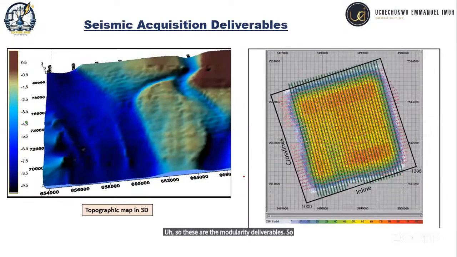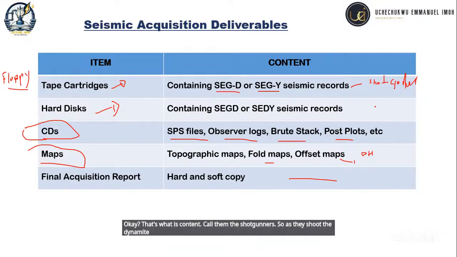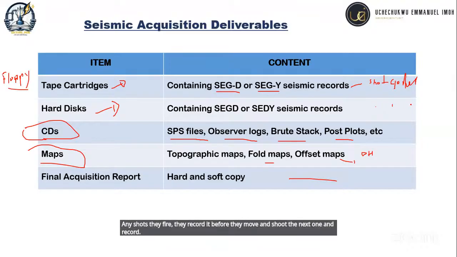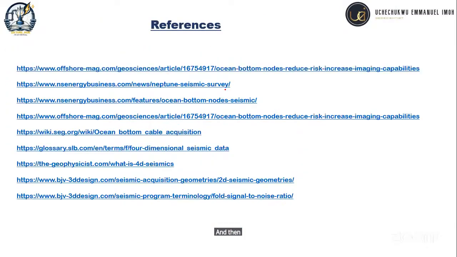So when I mean the seismic record here, what is recorded is the shot gather. That's what is contained. We call them the shot gathers. As they shoot the dynamite or the vibro or whatever, any shot they fire, they record it before they move and shoot the next one and record. So all those shots, we call them the shot gathers, and they record it into the tape cartridges and the hard disk, and then supply it to the owners of the block.